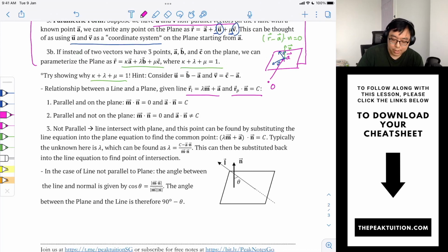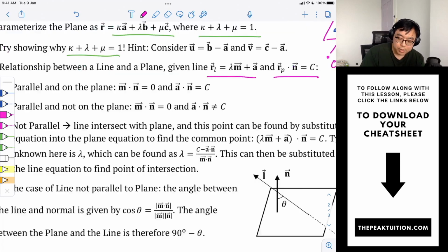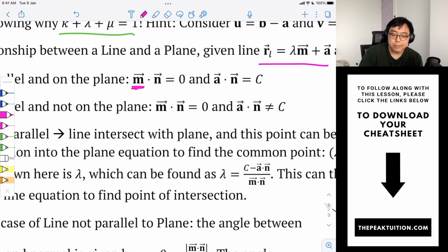When we have this, there are three possible ways that a line can be related to a plane. One is that it's parallel to the plane. Here, m tells us the direction of the line, and n tells us the normal to the plane. If they're parallel, then m and n must be perpendicular. If they're perpendicular, then the dot product is 0.